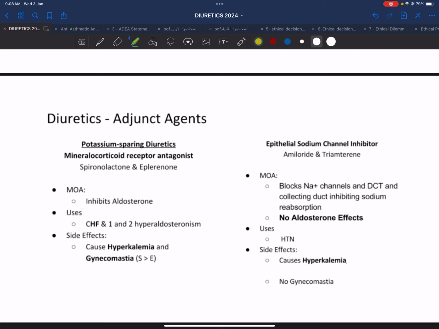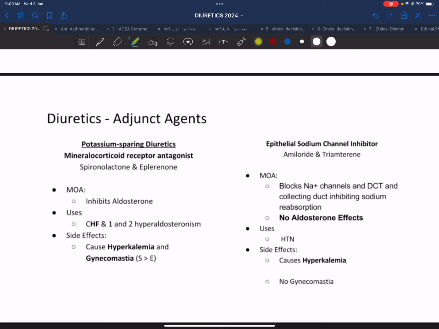First one, potassium sparing diuretics, they are mineralocorticoid receptor antagonists. Mineralocorticoids are the steroids. Inshallah, we will discuss them next term. What they will do is block mineralocorticoid receptors. The mineralocorticoid that we produce in our body is aldosterone.